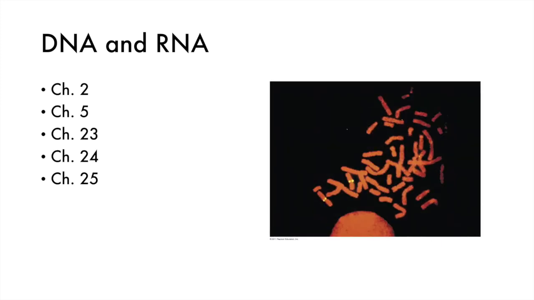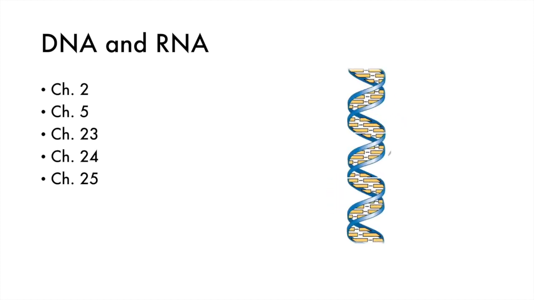Chapter 24, we talked a bit about chromosomes and how genes, different hereditary conditions are passed on via chromosomes. That's where the genes are located. So now we're moving into chapter 25, and we're back to talking about DNA again.